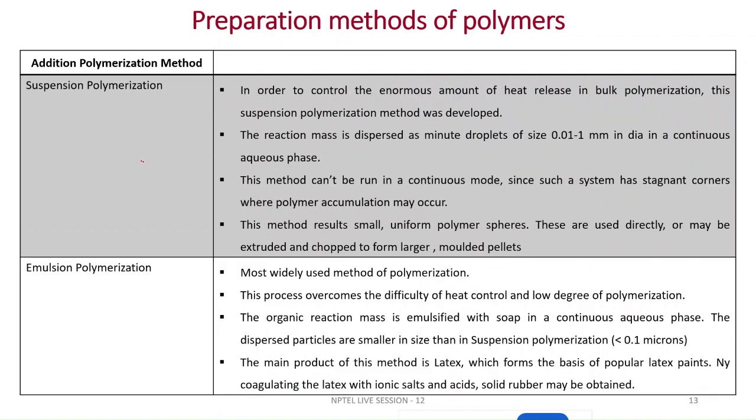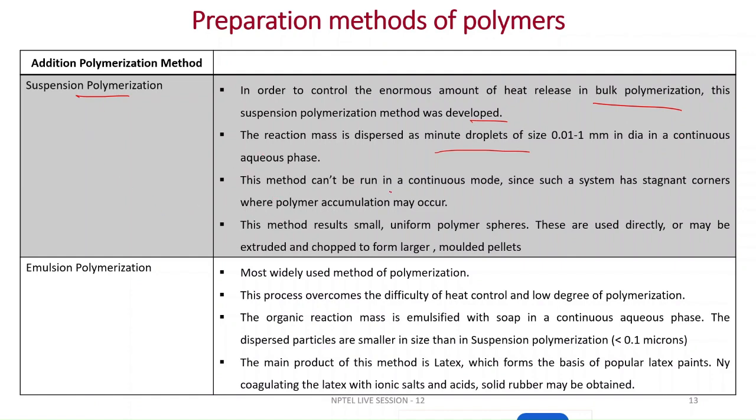Next step is suspension polymerization. In order to control the enormous heat generation that happened in the bulk polymerization condition, the suspension polymerization method was developed to overcome that overheat generation issue. The reaction mass is dispersed as minute droplets of size 0.01 to 1 millimeter in diameter in a continuous aqueous phase in the suspension polymerization.